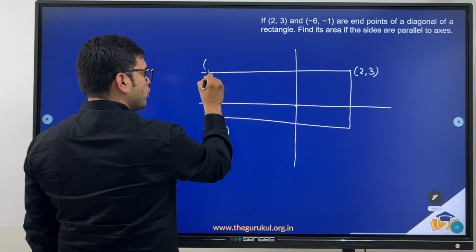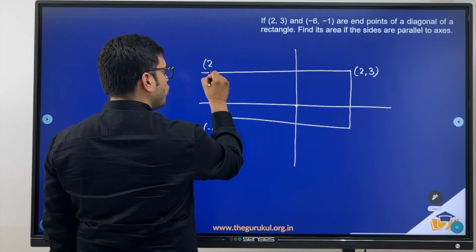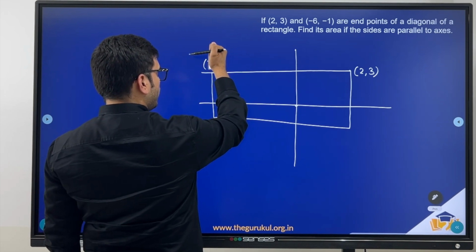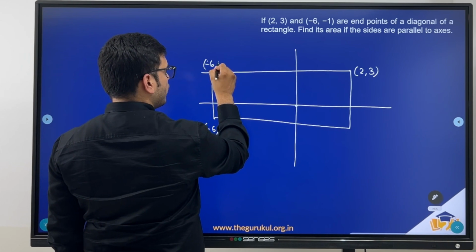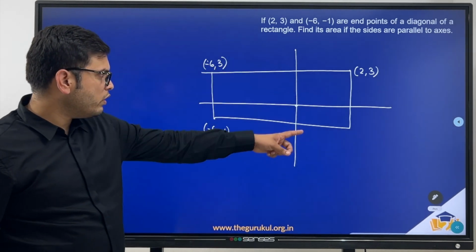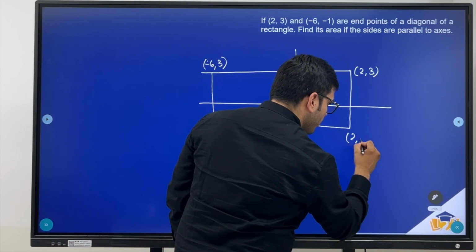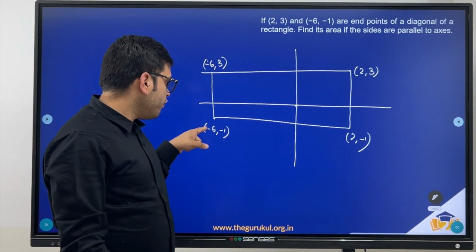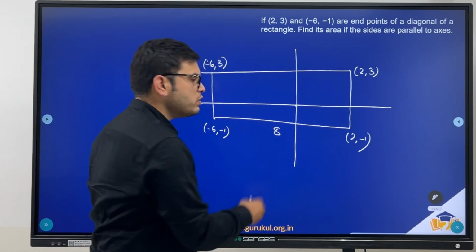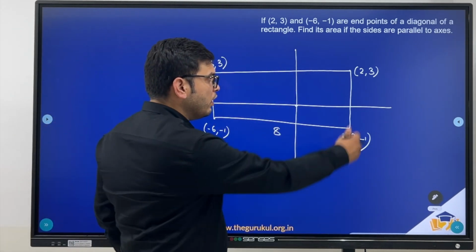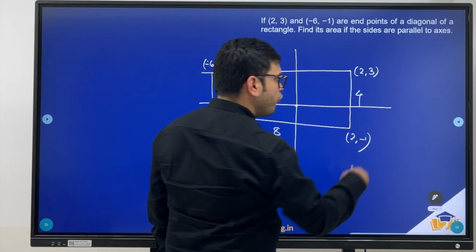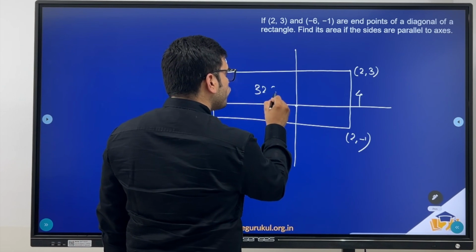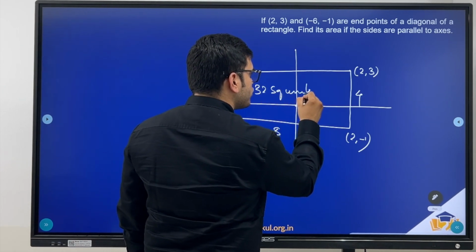Now if you observe, the coordinates of this point should be (-6, 3), and the coordinates of this point should be (2, -1). Right. Now what is the length of the rectangle? From -6 to 2, 8 units. What is the breadth of the rectangle? 3 to -1, 4 units. Now we are asked to find the area of this rectangle. 8 into 4, 32 square units should be the answer to this question.